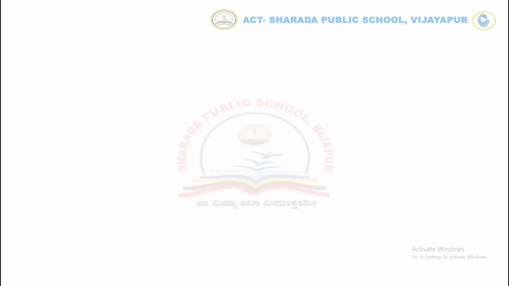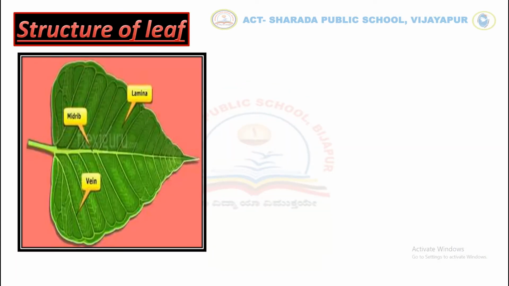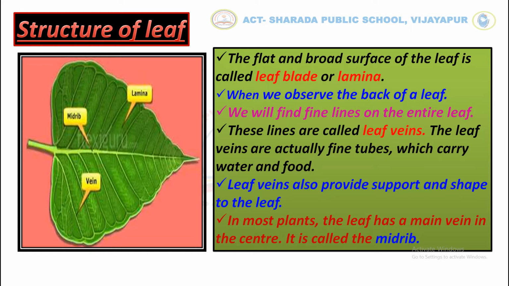Let's know about structure of leaf. The flat and broad surface of the leaf is called leaf blade or lamina. When we observe the back of a leaf, we will find fine lines on the entire leaf. These lines are called leaf veins. The leaf veins are actually fine tubes which carry water and food. Leaf veins also provide support and shape to the leaf.